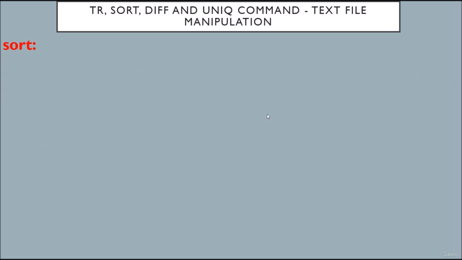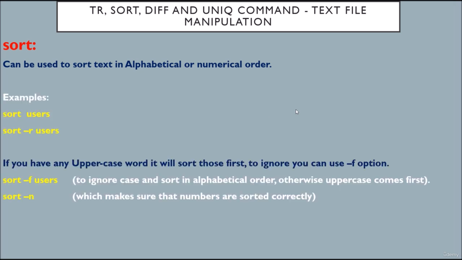Next is the sort command. The sort command can be used to sort text in alphabetical or numerical order. For example, you can run sort on a particular file to sort it in alphabetical order. You can also run it in reverse alphabetical order. So let's look at the terminal and look at these examples so you can have a better idea of what it does.